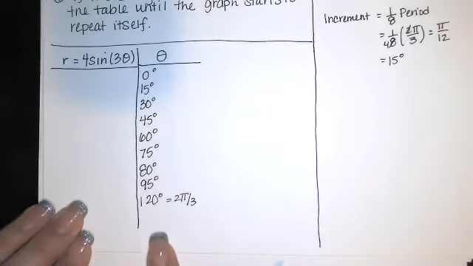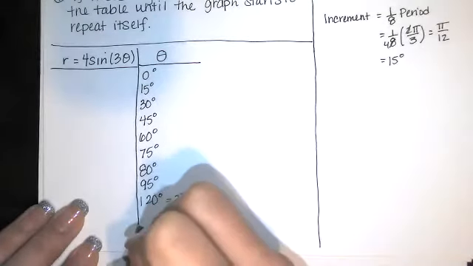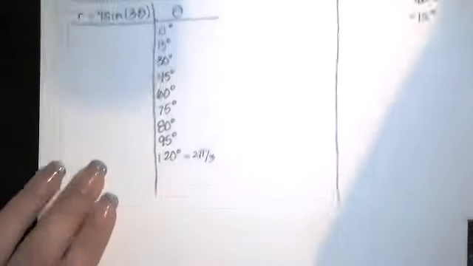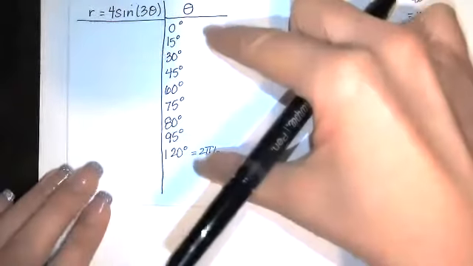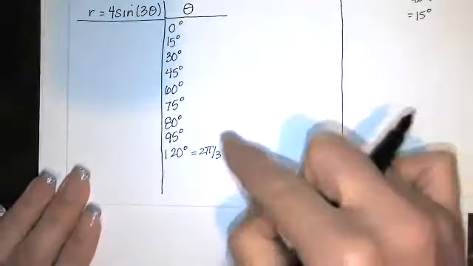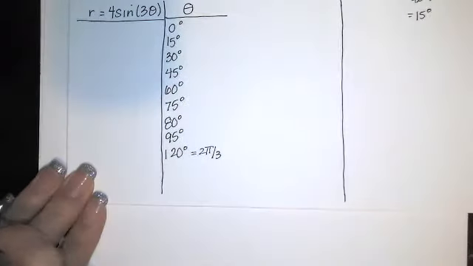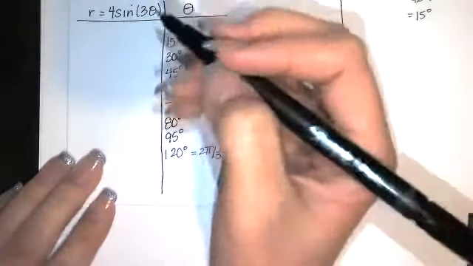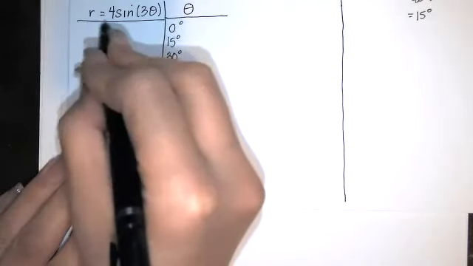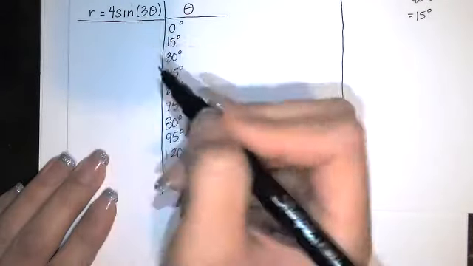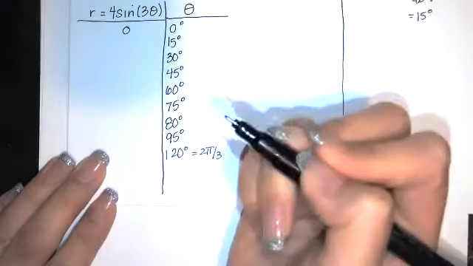Now we might need more values for our table, but we know after a full period, at least these points are going to start repeating themselves, even if the points in the polar plotting paper don't repeat themselves. So let's figure out what R would have to be at each of these angles. We'll have R equals 4 sine of 0. Sine of 0 is 0.